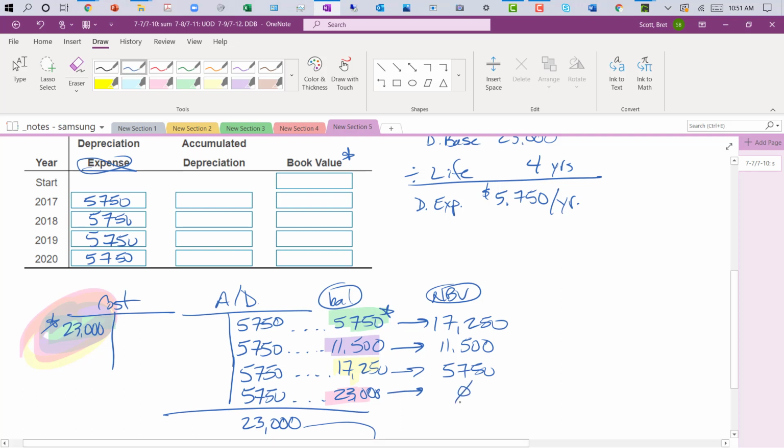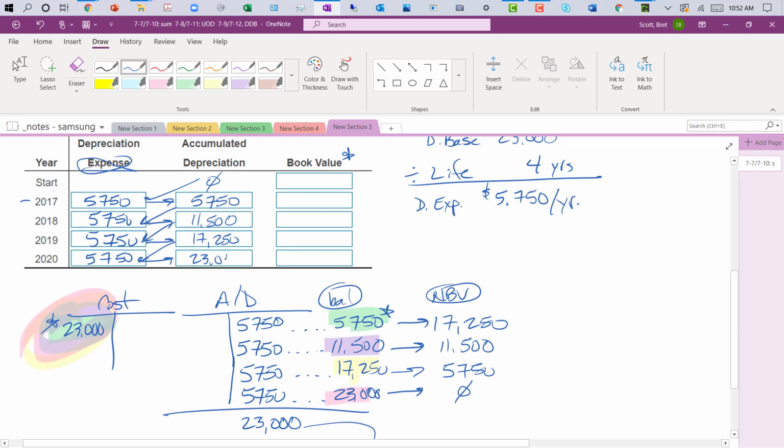So for me, I draw this out. It's got to make sense. Then I go back and figure out, okay, what do you want me to plug in? All right. So in this case, accumulated depreciation balance over time. So for 2017, we started off with 0. We added 5,750, so my balance is 5,750. Then the next year, added another 5,750, so 11,500. Add another 5,750, 17,250. It's just another way to kind of do the math really quickly as well.